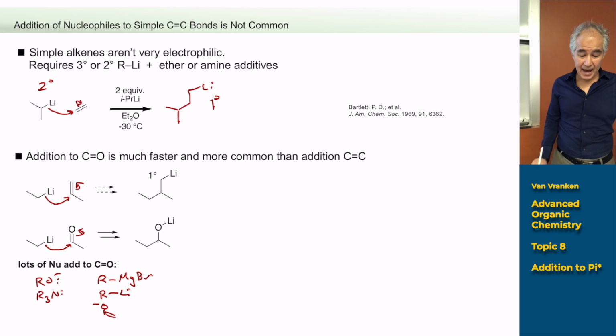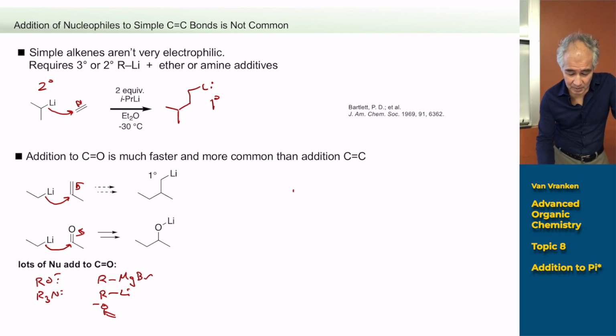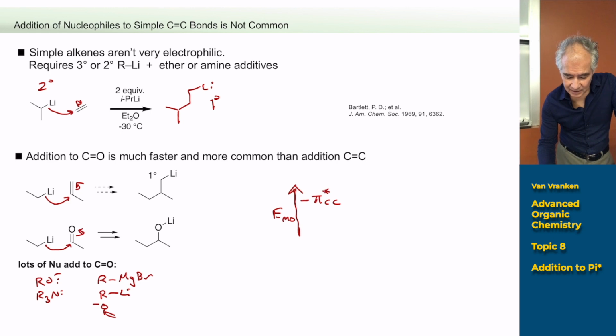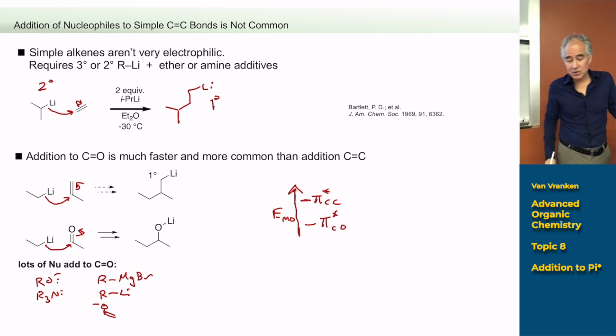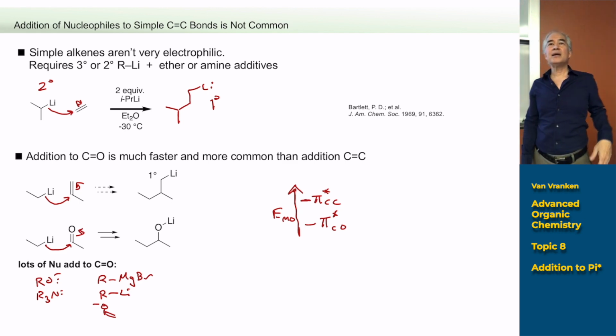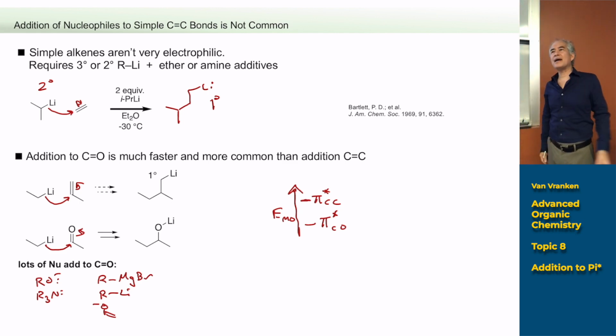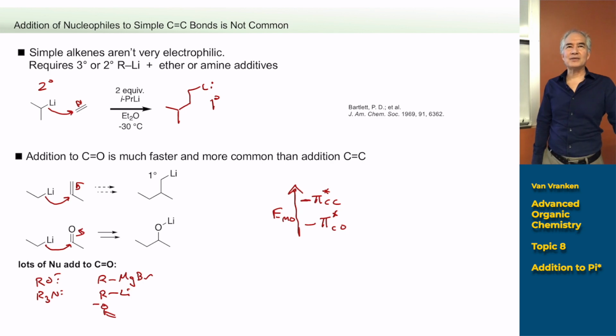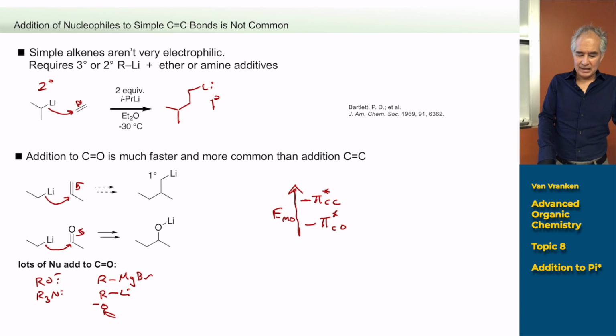And you would expect that addition to carbonyls would be faster, because if I draw out the energies of the molecular orbitals here, you would expect that a pi star CC that's this high in energy is higher in energy and harder to add to than a pi star CO. Replacing one of the C's with an O should make an orbital that's lower in energy and easier to add to. It's easier to add to carbonyls with nucleophiles than it is to add to simple alkenes. I don't think you ever saw anything like that in sophomore organic chemistry.